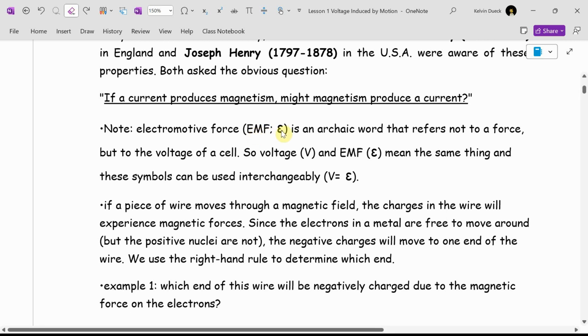Electromotive force, or EMF, is an archaic word that refers not to a force, but to the voltage of a cell. Really, it's used to show induced voltage. So we're going to use voltage and EMF kind of interchangeably. They're both measured in volts. But I'll use this one here to show an induced voltage through motion, so we can kind of distinguish what's going on. You'll see how it's going to work in the lesson.